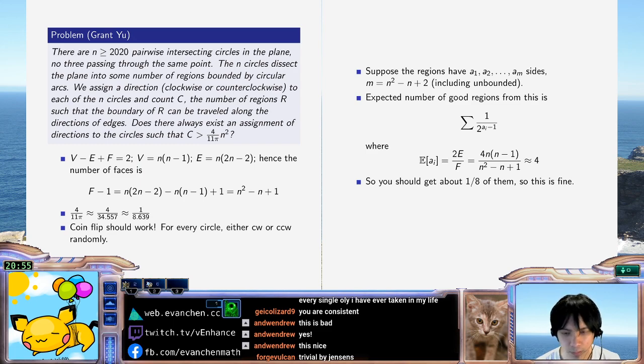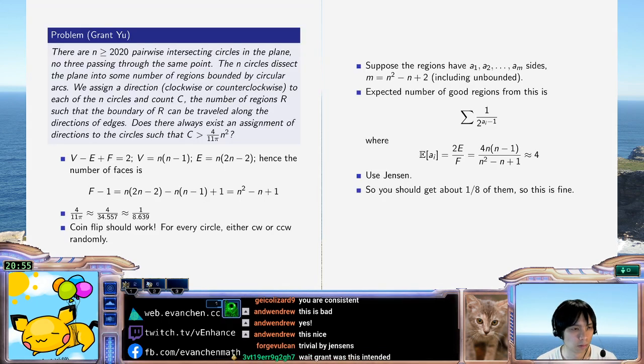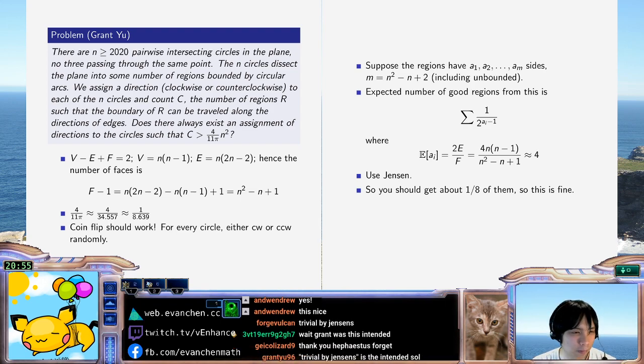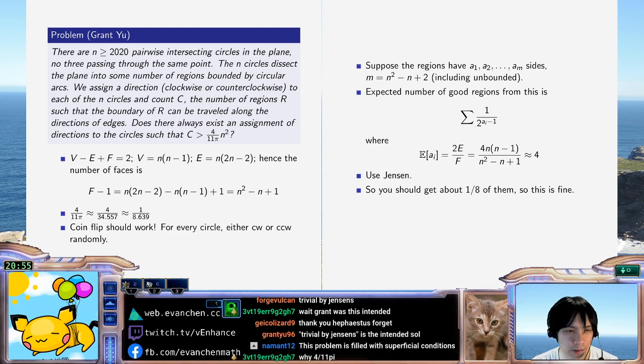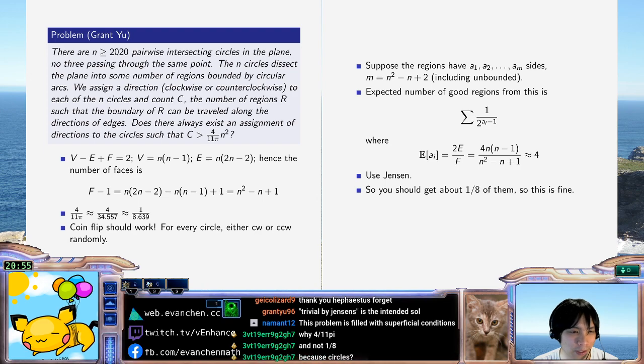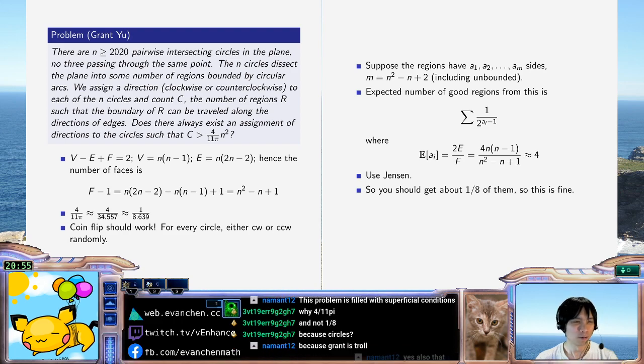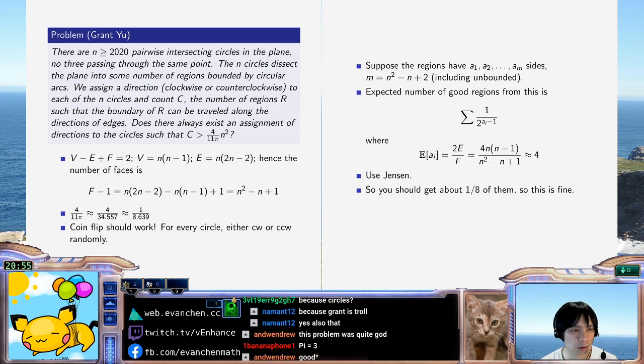Use Jensen. All right. I think this has to be the intended solution, though we'll see if Grant has something else to say. But I think the problem felt too symmetric. I thought it just had to be global, and then I was getting upset because I was like, well, they're all quadrilaterals, and that's only 1/16. And then it suddenly occurred to me that no, actually, the probability is 1/8, because circles.